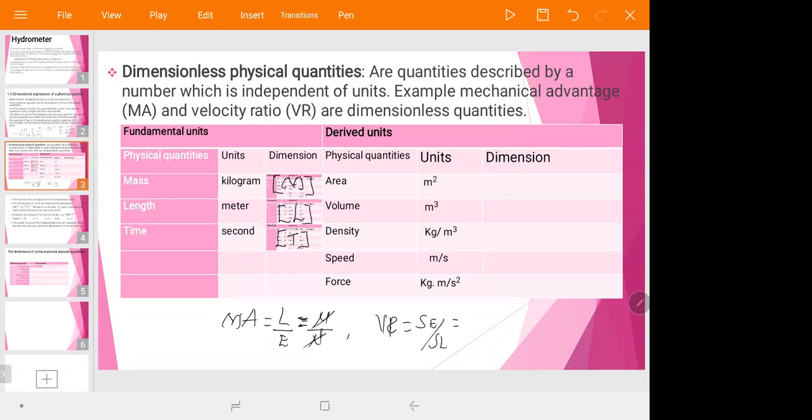Distance of effort is expressed by what? Maybe, for example, 10 centimeter or meter, or let us say 10 meter over 2 meter. Meter cancelled by meter. Again, you write 10 by 2, 5 without unit. Such kind of dimensionless physical quantities. There are some physical quantities which are expressed only by number.